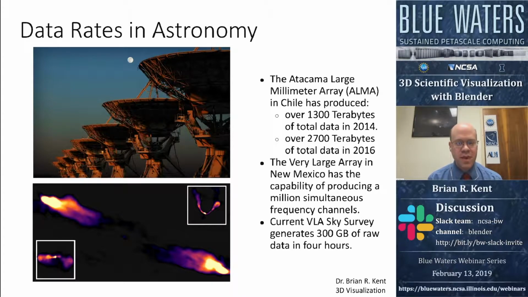Our telescopes in New Mexico, the Very Large Array that you see here in the photograph, can actually produce a million simultaneous frequency channels. And the project that you see in the lower panel there are images of distant radio galaxies that we've collected with the VLA Sky Survey. The VLA Sky Survey, or VLASS as it's known, generates 300 gigabytes of raw data in just 4 hours, and that's before the data has been calibrated and imaged.